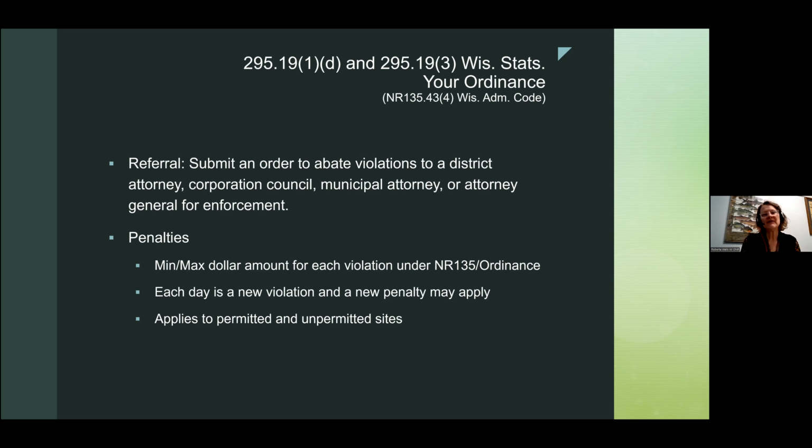The next section under 295-19(3) is where you will find your citation authority. You can place a penalty on a violating facility. There's a minimum and maximum dollar amount for each violation that you identify under your ordinance. That dollar amount can be applied on a daily basis for each day that that violation occurs. And it applies not only to your permitted facilities, but anybody who is seen to be violating your ordinance that has not yet obtained a permit.